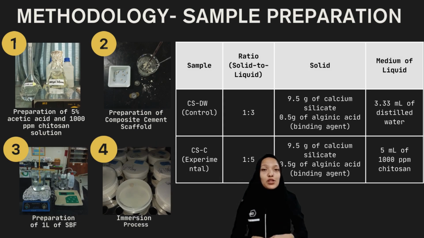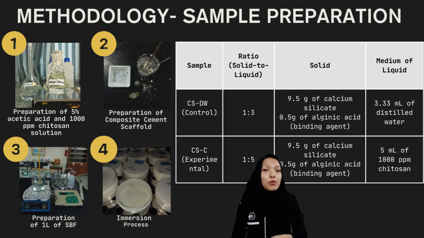Now, I would like to discuss the methodology employed to achieve the research objectives. Firstly, 5% of acetic acid solution and 1000 ppm of chitosan solution was prepared. Next, the initial step of composite cement preparation involves mixing 9.5 g of calcium silicate and 0.5 g of alginic acid, which acts as binding agent.